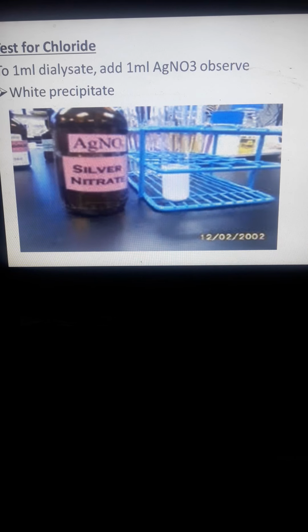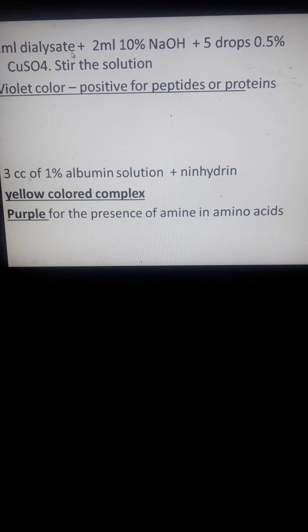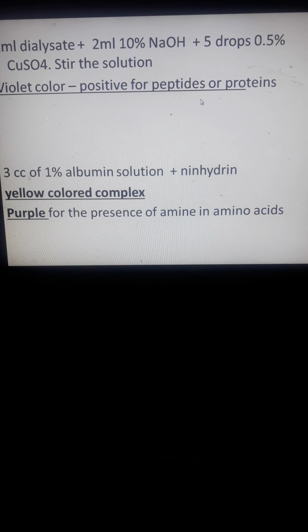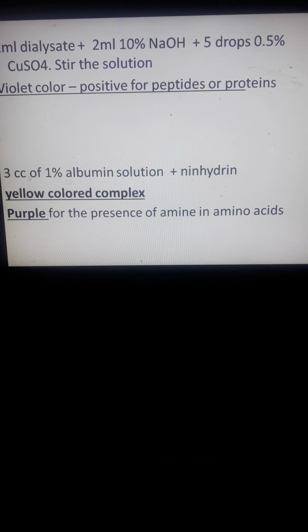Next, 1 ml dialysate, plus 2 ml sodium hydroxide plus 5 drops of 0.5% copper sulfate. Usually there is a violet color that is positive for peptides or proteins, wherein the stock solution inside the gastric lining contains chicken, and chicken contains protein. So it is positive. Okay? And 3 ml of 1% albumin solution plus ninhydrin.